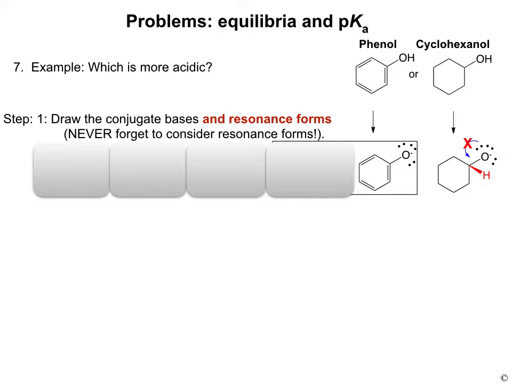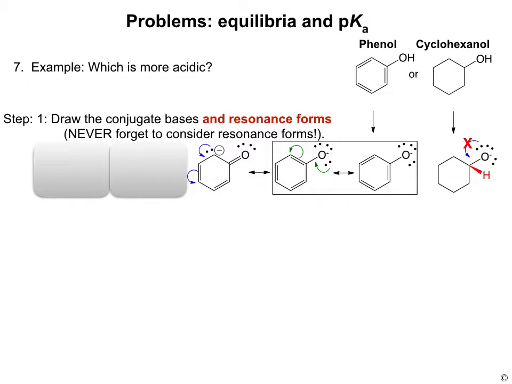The conjugate base of cyclohexanol is the alkoxide on the right. We cannot move the electrons from the oxygen on that alkoxide, which is why I have the X over the blue arrow. But the alkoxide of the phenol, which is called a phenolate, we can move the electrons to make resonance forms as shown. We've got a bunch of resonance forms we can show. So we can say, oh, the phenol is going to be more acidic. In this case, it's much more acidic.